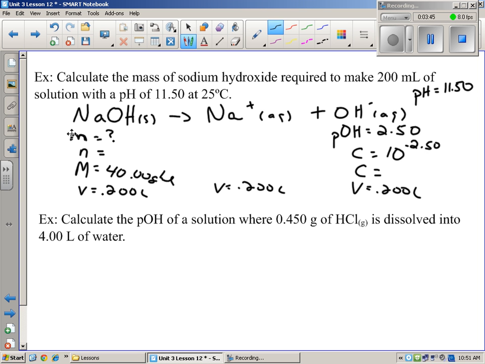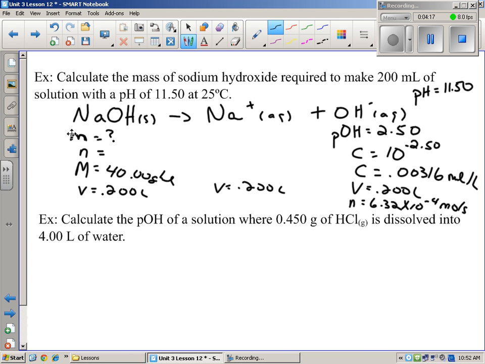So 10 to the negative 2.50 is 0.00316 moles per liter. Tells you the concentration. I have the concentration, I have the volume. I will now find n from those two. I will simply multiply those two together, and I will get n over here, which is 6.32 times 10 to the negative 4 moles.